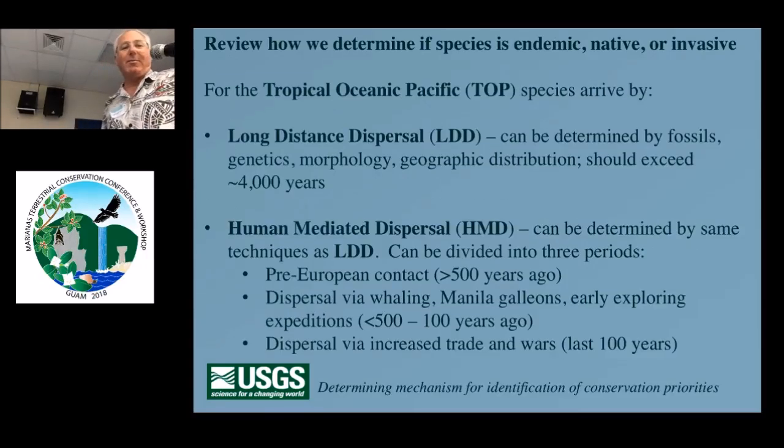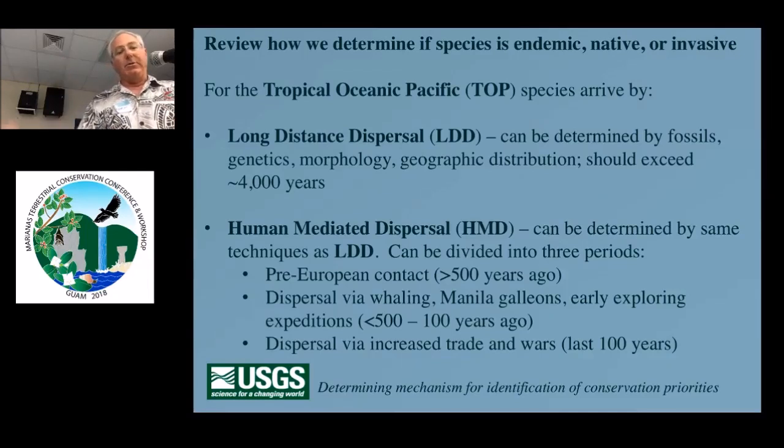So how we determine if a species is endemic, native, or invasive. For the tropical oceanic Pacific, we have kind of two concepts. One is long-distance dispersal, which John talked about, where we can determine by fossils, genetics, morphology, geographic distribution, whether or not a species has a longer history in the region. And that should exceed typically about 4,000 years in a lot of the tropical Pacific.